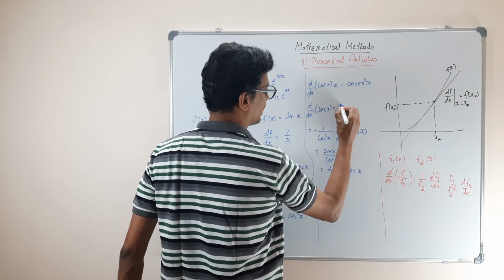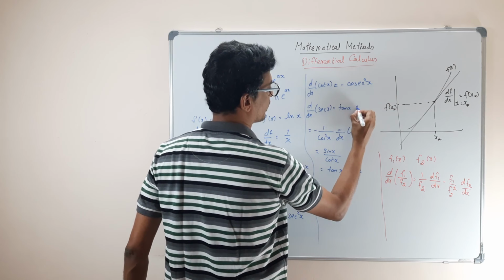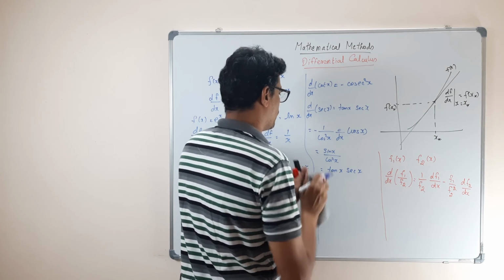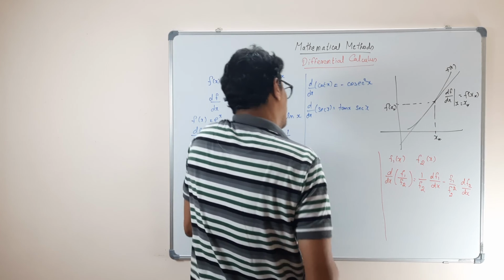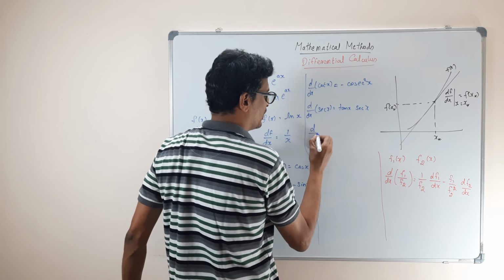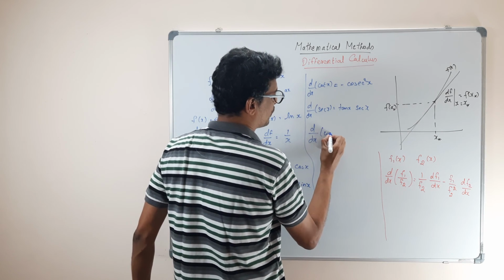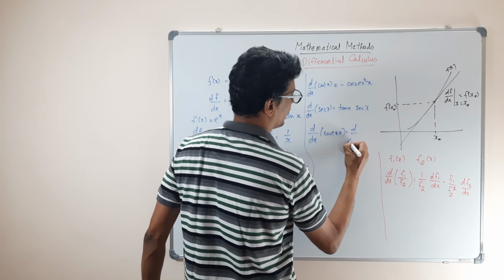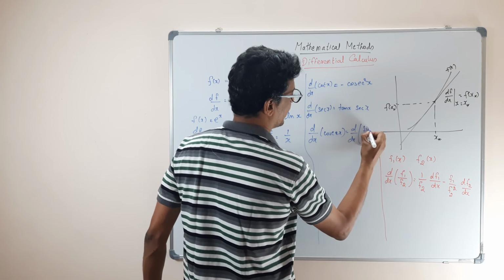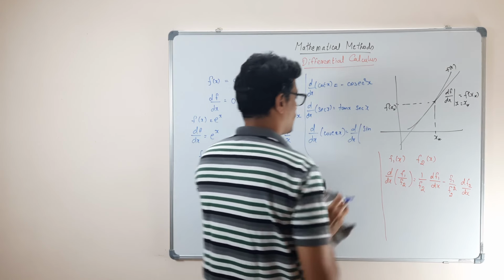So this will be what? Tan x secant x. There's only one more function left over. Can you tell me what that is? Cosec x. It's the same thing, cosec of x. Correct? That will be d by dx of 1 by sin x.